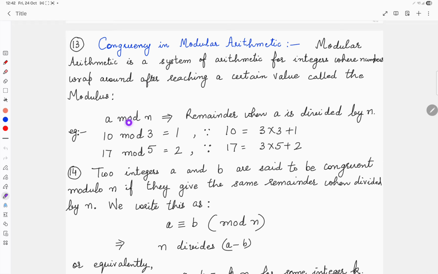So what is the meaning of a mod n? A mod n actually means the remainder. For example, if I am given 10 mod 3, what is the answer? I will have to divide 10 by 3. So what is the remainder? 1. So 10 mod 3, the answer is 1. 17 mod 5, the remainder is 2. So the answer is 2. So that's the meaning of a mod n.